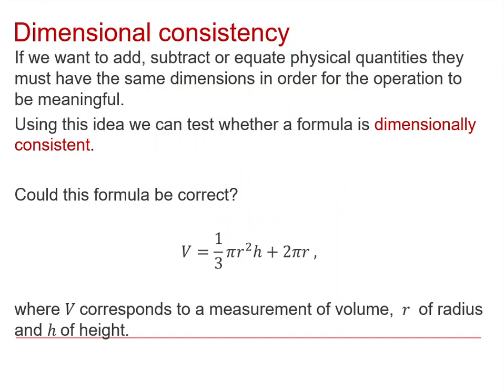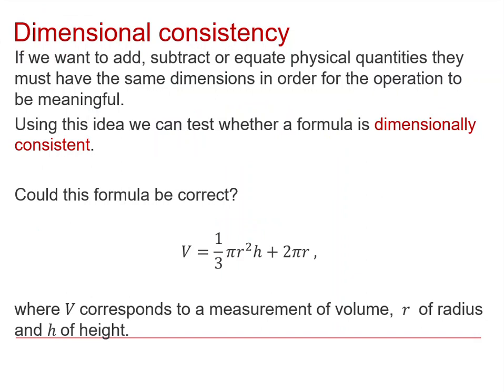So, could this formula presented here be correct? Look briefly at the foot to confirm that the letters mean what you think they mean. V corresponds to volume, R to radius, and H to height. Now the formula seems to be saying that a volume is equal to what we may recognize as the volume of a cone. But that's added then to a term which represents usually the circumference of a circle. It's not possible to conceive of any situation in which you would be adding the volume of a cone to the circumference of a circle. That just doesn't make any kind of sense.